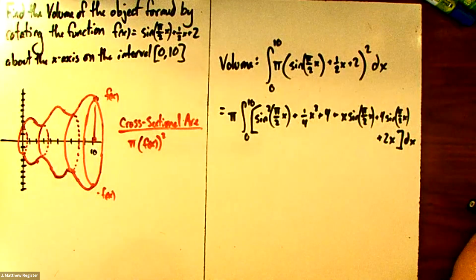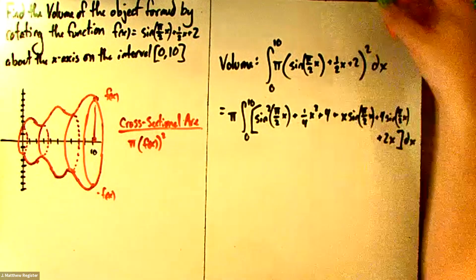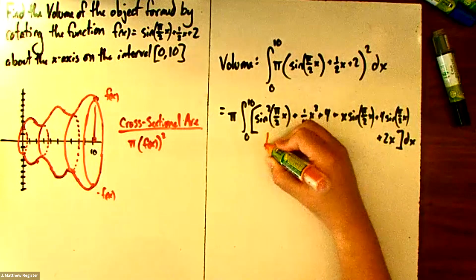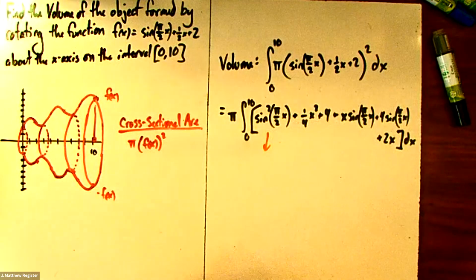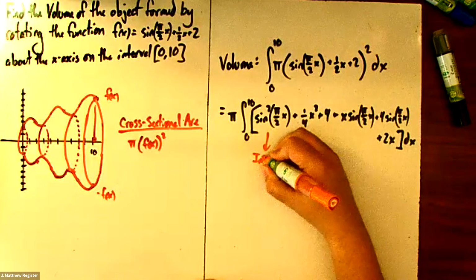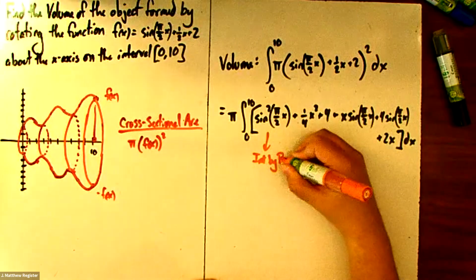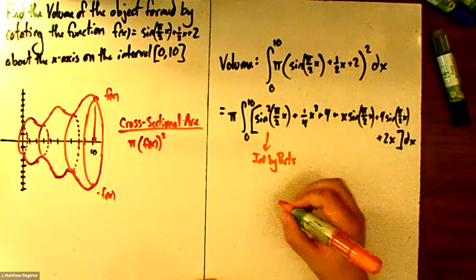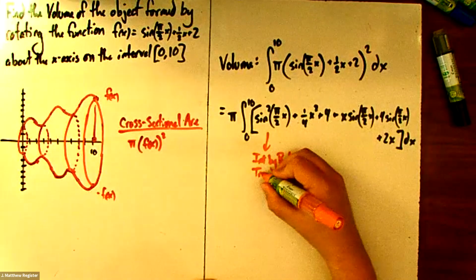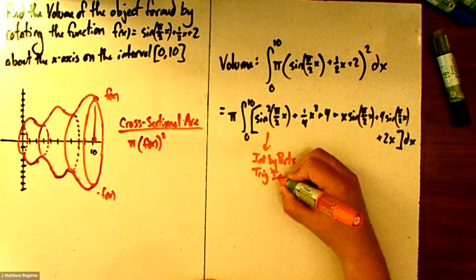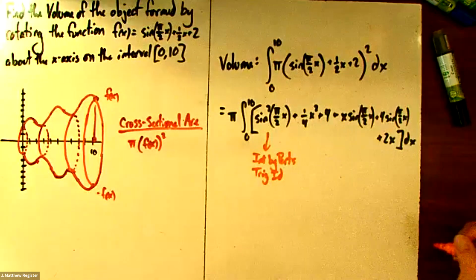Each of these we can integrate. They are not going to be very nice though. And so this one, we can integrate using integration by parts. Alternatively, we could integrate this using a trig identity if we wanted to, because sine squared is something we can play with a little bit.